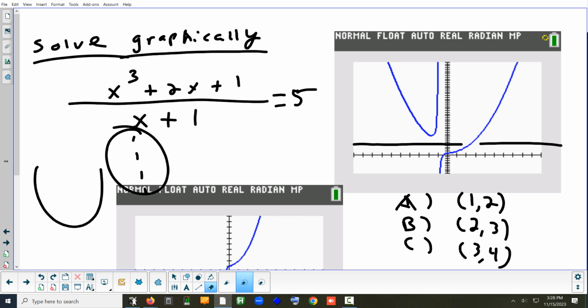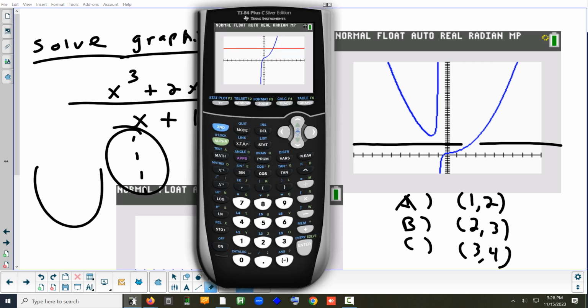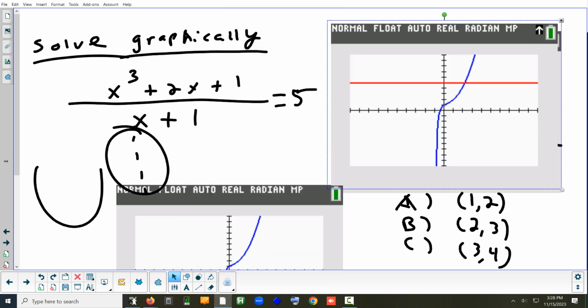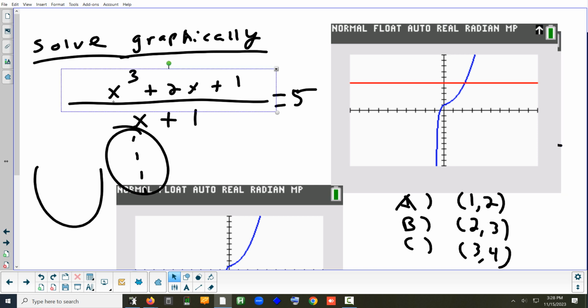Let's see. I might have to add another choice. Actually, no, that graph is accurate. 1, 2, 3. Looks like it's between 4 and 5. Well, I know it's at a height of 5 because that's where my line is. But the answer is, oh, you're solving for the x. Between 2 and 3. Yeah. I think it's going to be in between 2 and 3.